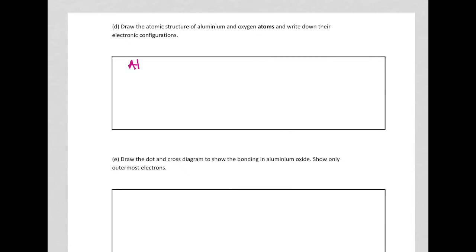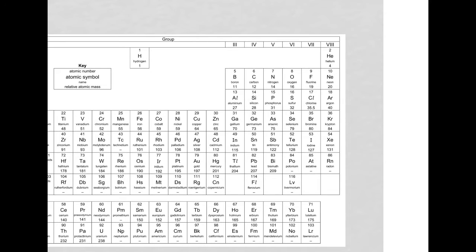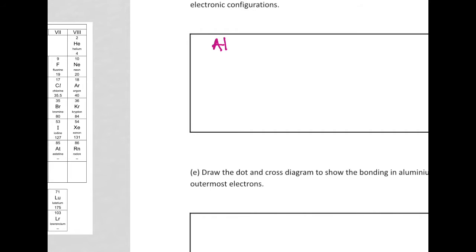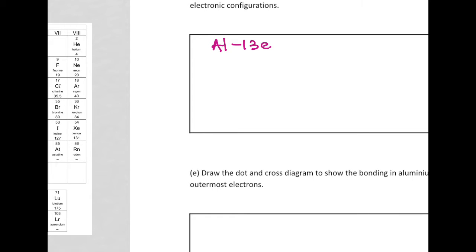Let's see how we draw the atomic structure of aluminium. So first, you're going to check on the periodic table. You find the number of protons for aluminium. So it's the small number. So aluminium has 13 electrons.